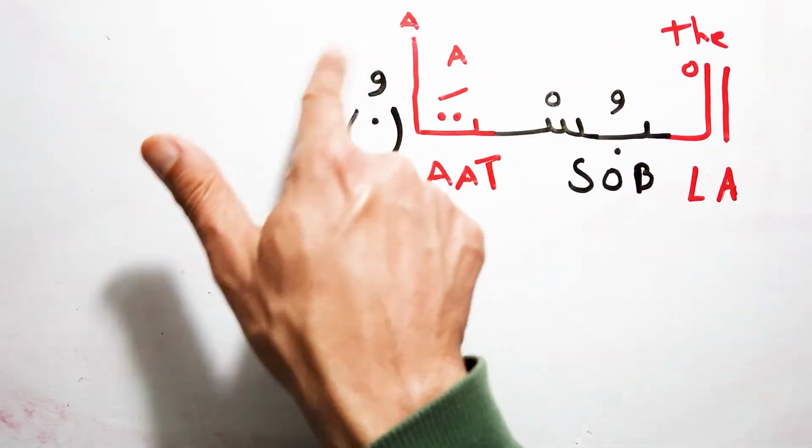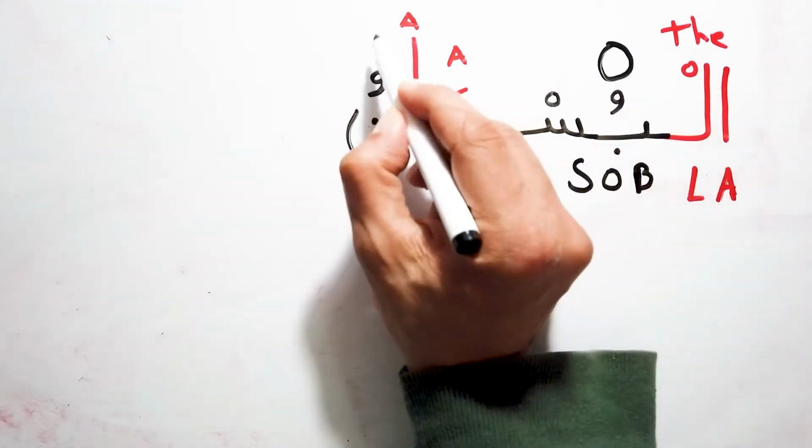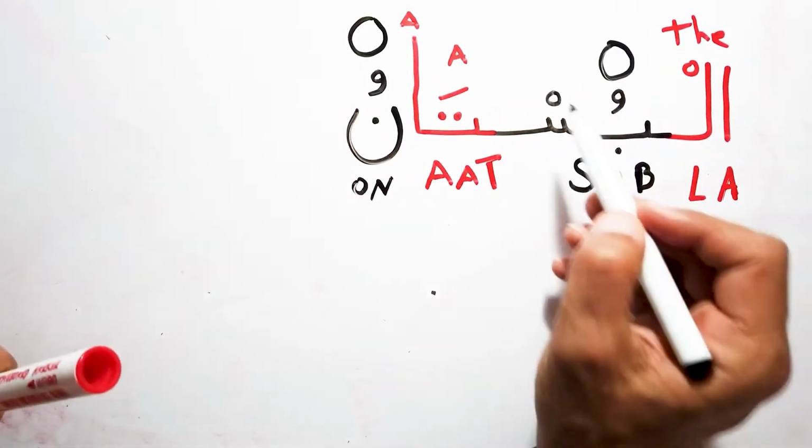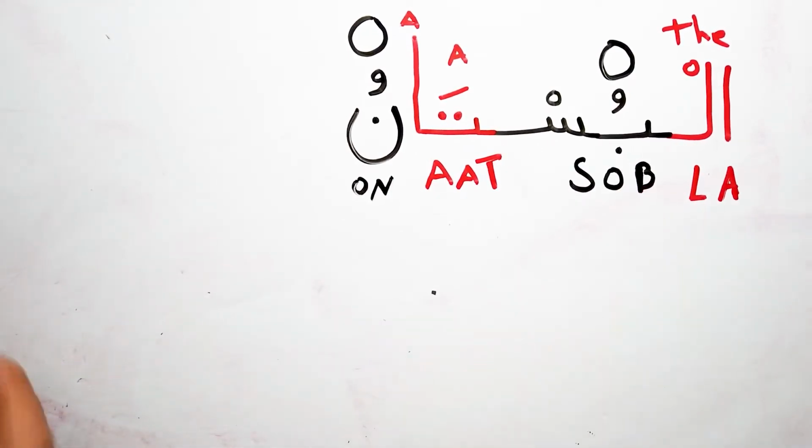Let me just do something here. I will write this a little bit bigger to look like letter O, because sukun looks like O as well. البستان. Okay, the second word is جميل.